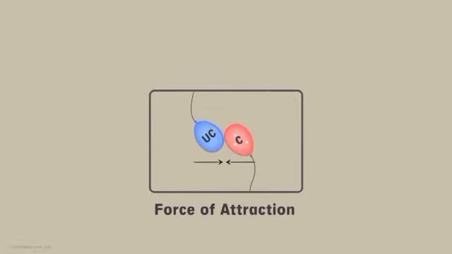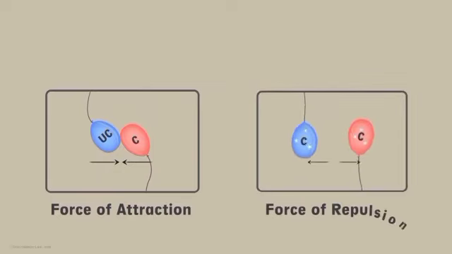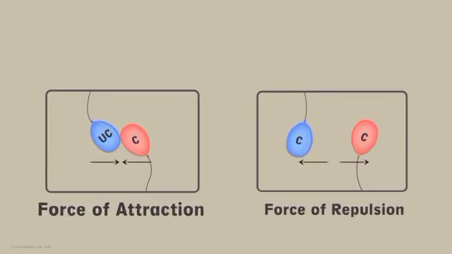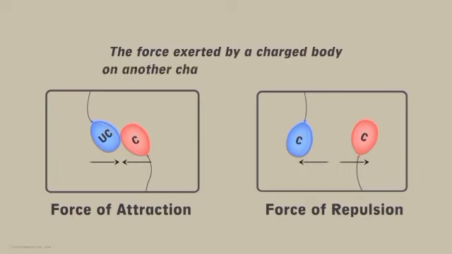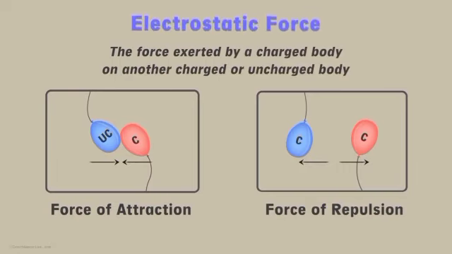What did you conclude from these two experiments? In the first case, the force of attraction between a charged and an uncharged body, and in the second case, the force of repulsion between both the charged bodies. In fact, whenever we rub two bodies together, both of them acquire charge. Then this charge attracts or repels another charged or uncharged body when brought nearby. The force exerted by a charged body on another charged or uncharged body is known as electrostatic force. The electrostatic force can be either attractive or repulsive in nature.